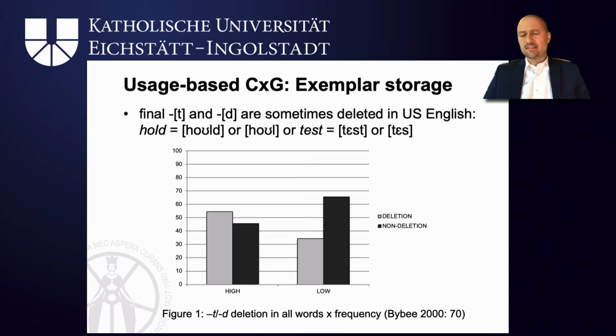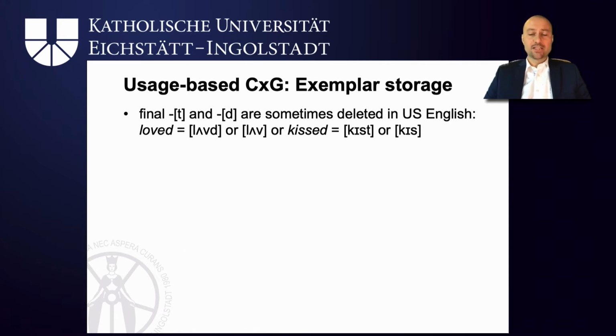Of course, this doesn't happen in a conscious fashion, but unconsciously, in your mind, you keep track of how often you heard something. Now, what about final t and d as parts of the allomorph of the morpheme past tense, as in loved and kissed? In loved, because it ends in a final voiced sound, you get the d in English, and in kissed, s ends in a voiceless sound, so the realization of the morpheme is t.